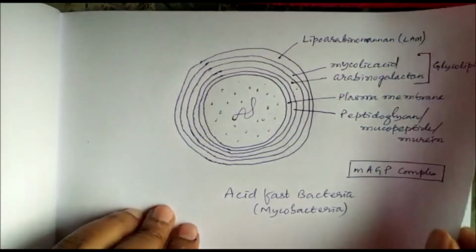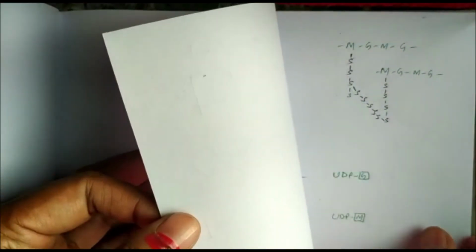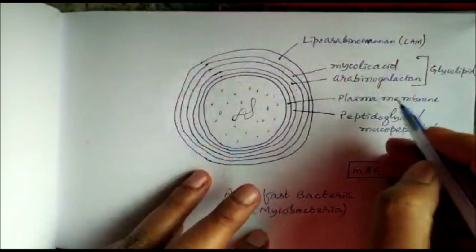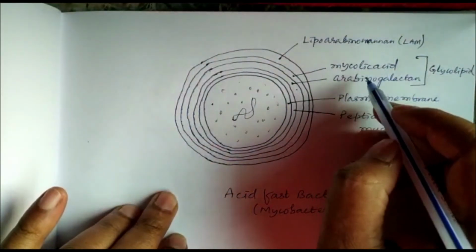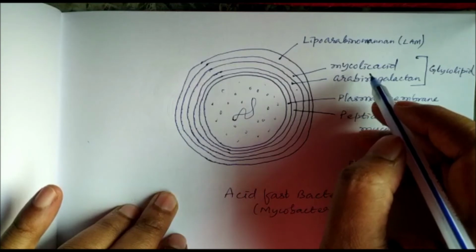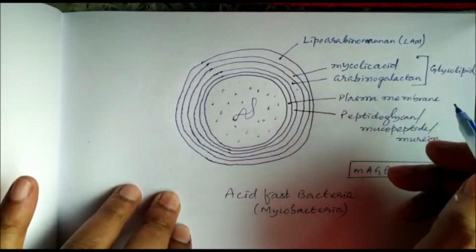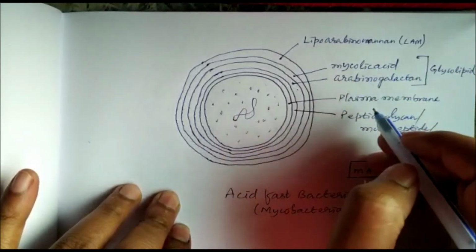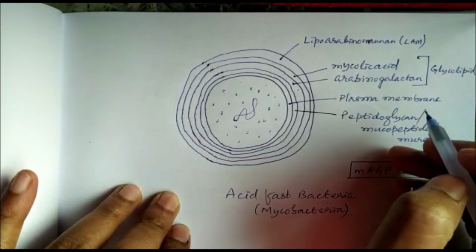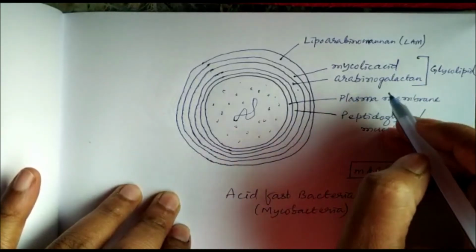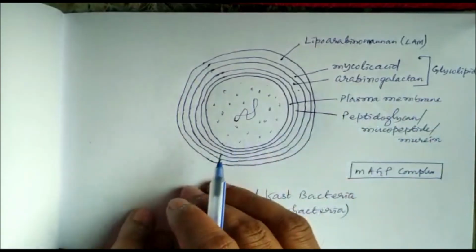And if we want to use some drugs against them, then we can use drugs against mycolic acid. So we can inhibit the synthesis of mycolic acid by using isoniazid and pyrazinamide. Then we can inhibit the synthesis of arabinogalactan by using ethambutol.